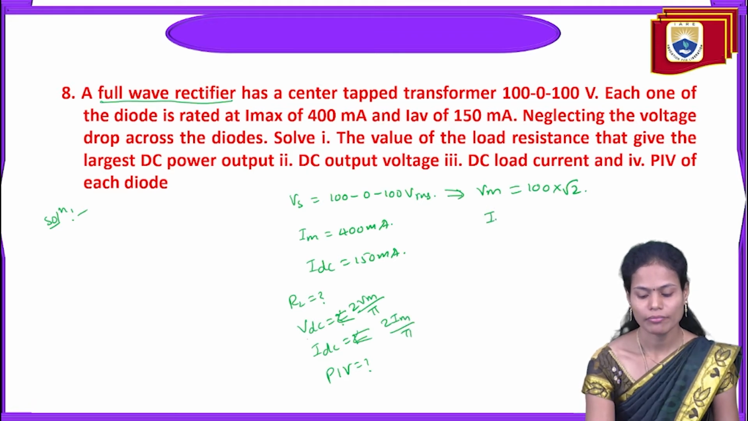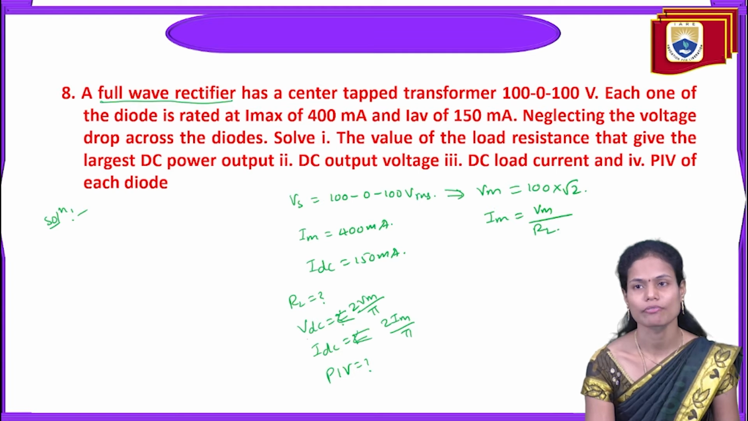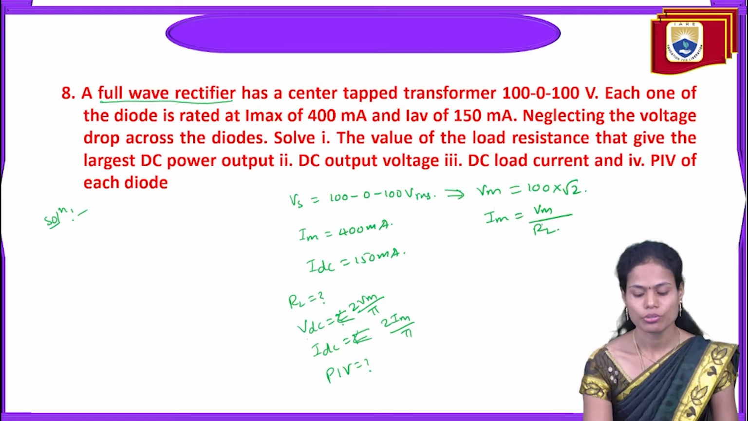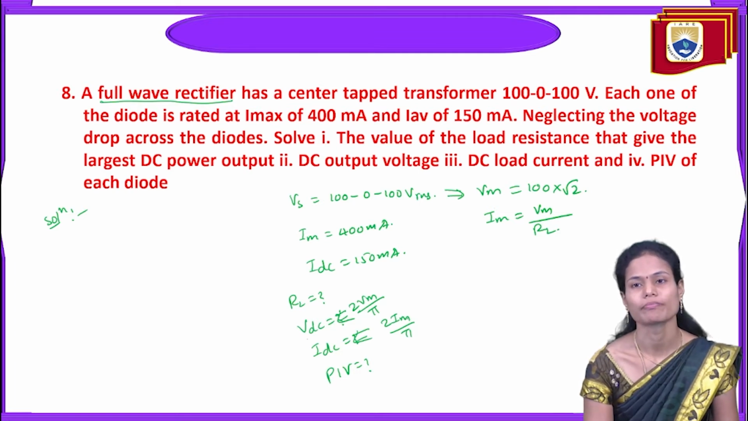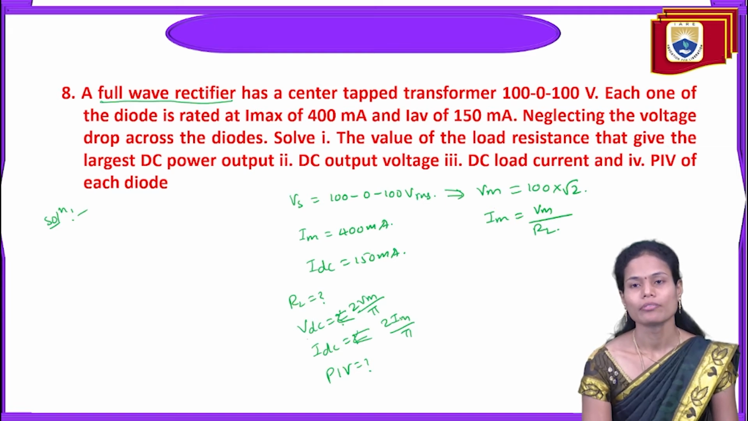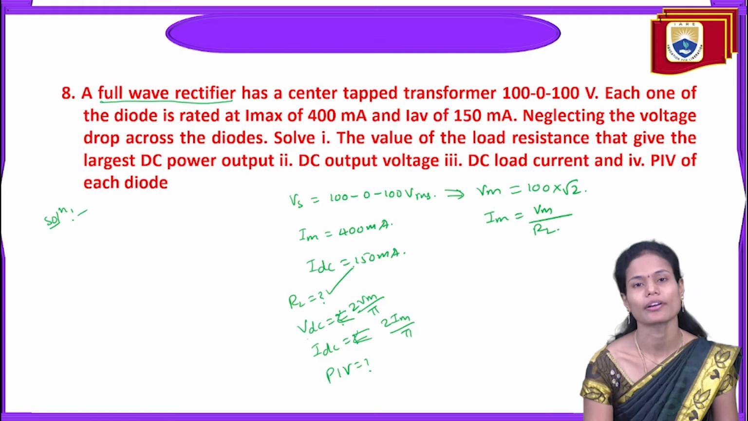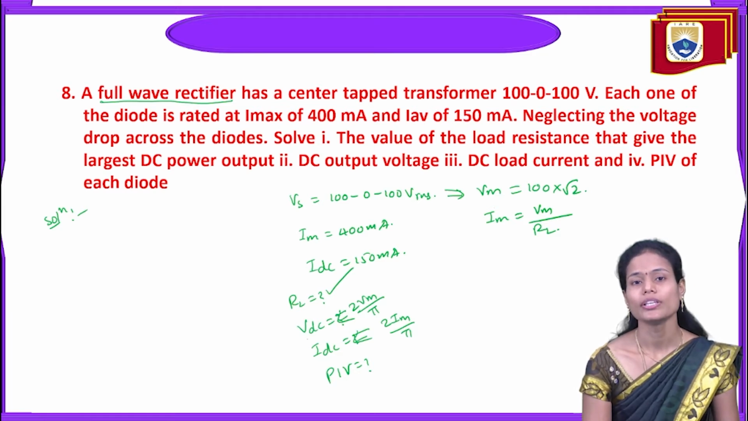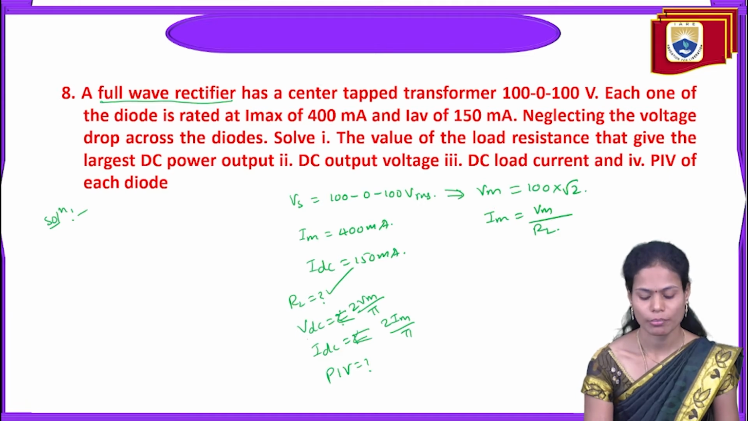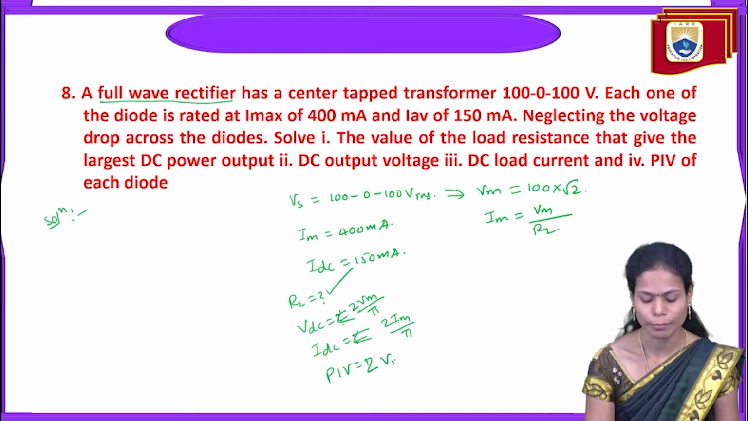And again Im we can calculate by Vm by RL value, or RL plus the internal resistance of the diode. If you substitute that, you will get the IDC value. So once we know the IDC and VDC values, from that relation we can find the RL value. And the peak inverse voltage of the center tapped transformer here is 2 Vm.